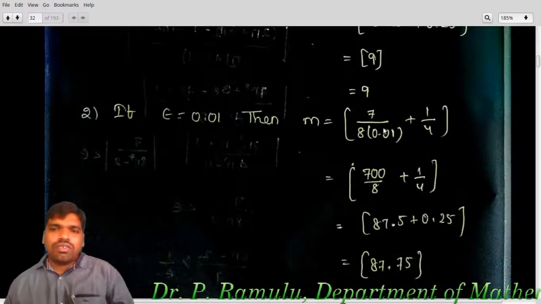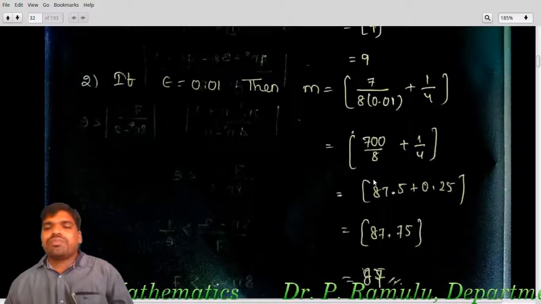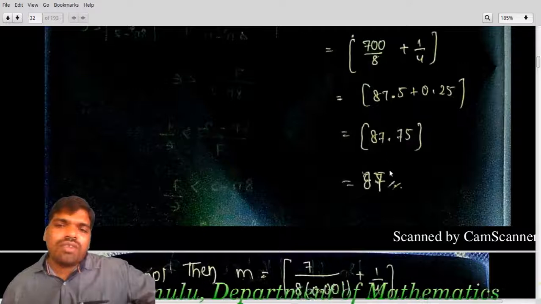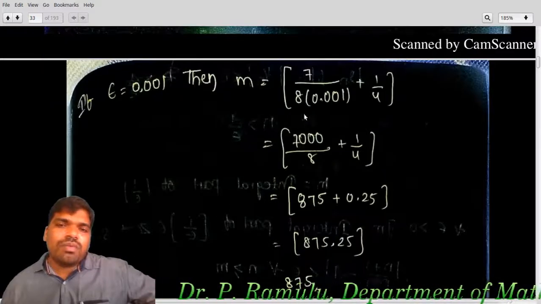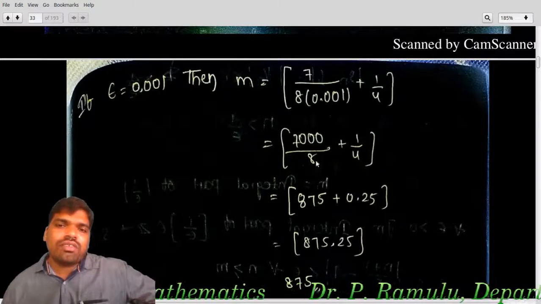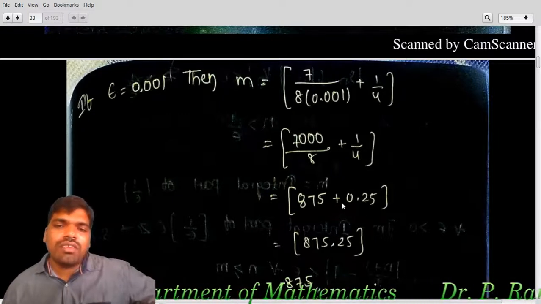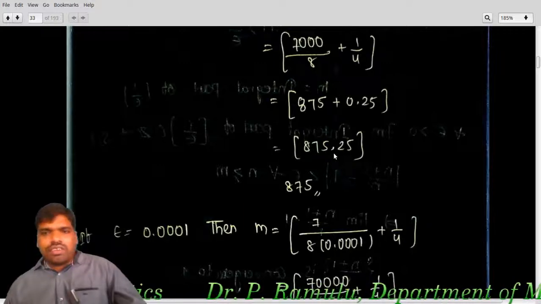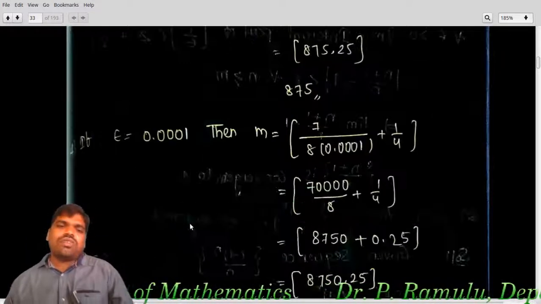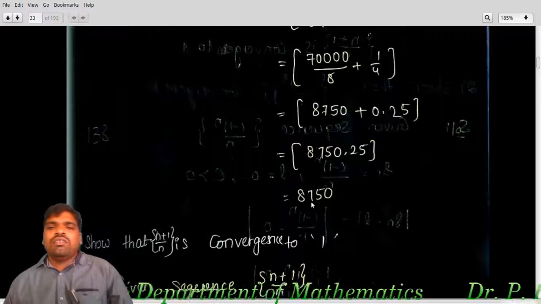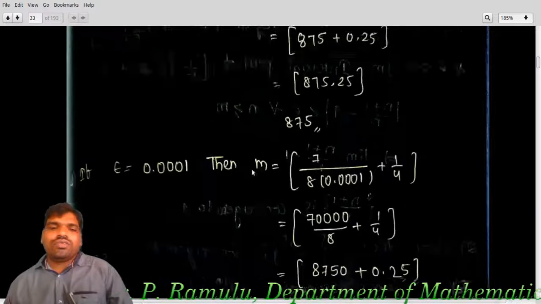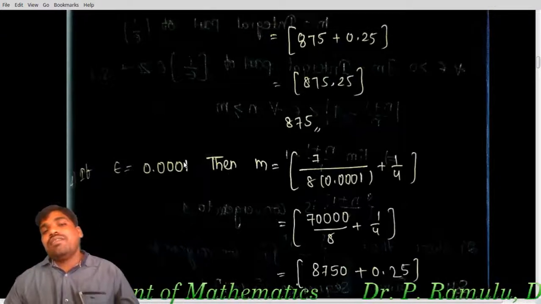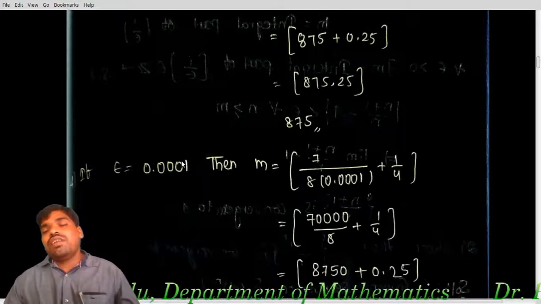If I take epsilon 0.01, 7 by 8 epsilon equals 87.5, so the integral part is 87. For epsilon 0.001, 7 by 8 epsilon equals 7000 by 8, that equals 875, plus 0.25, which gives 875. Epsilon 0.0001, you will get 8750. So that means the difference between Sn minus L is less than epsilon for different stages of m, right?